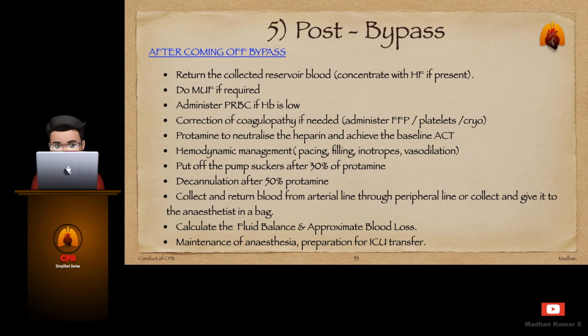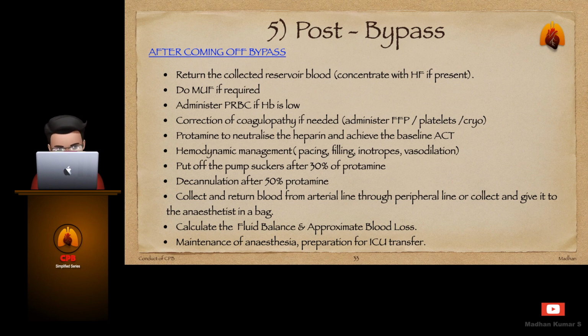After coming off bypass, collect all the venous blood back to the reservoir, hemoconcentrate it if you have hemoconcentrator, and return the volume back to the patient. Do MUF if required. Administer PRBC if HB is still low. Correct the coagulopathy by administering FFP, platelets, or cryo. Neutralize the heparin by giving protamine and achieve the baseline ACT.